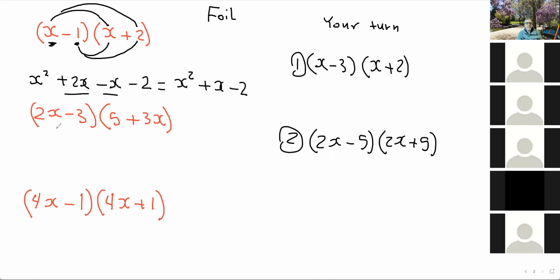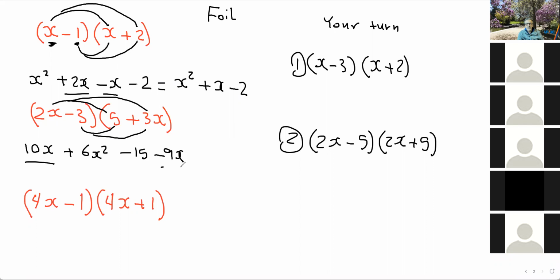If we do this, it's the same thing. So we're doing this into here and then into there. And then the negative 3 into here and into there. So 2x times 5 is 10x. 2x times 3x is plus 6x squared. And then negative 3 times 5 is negative 15. And then negative 3 times positive 3 is minus 9x.